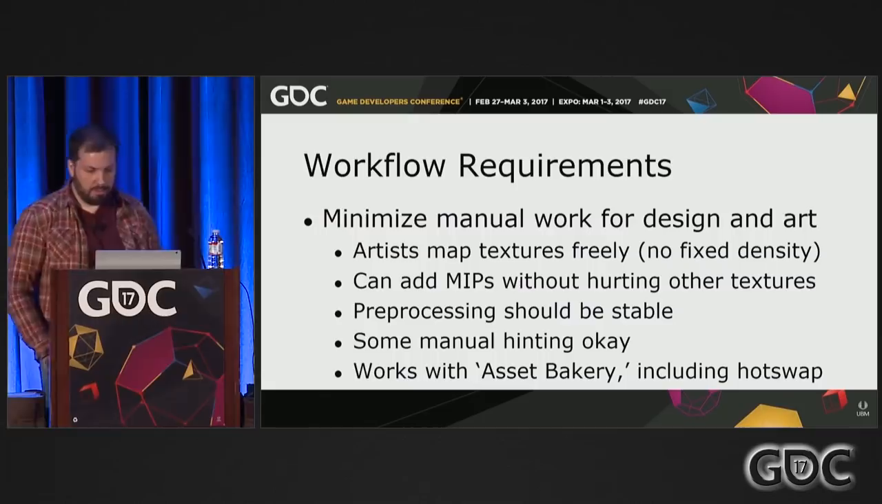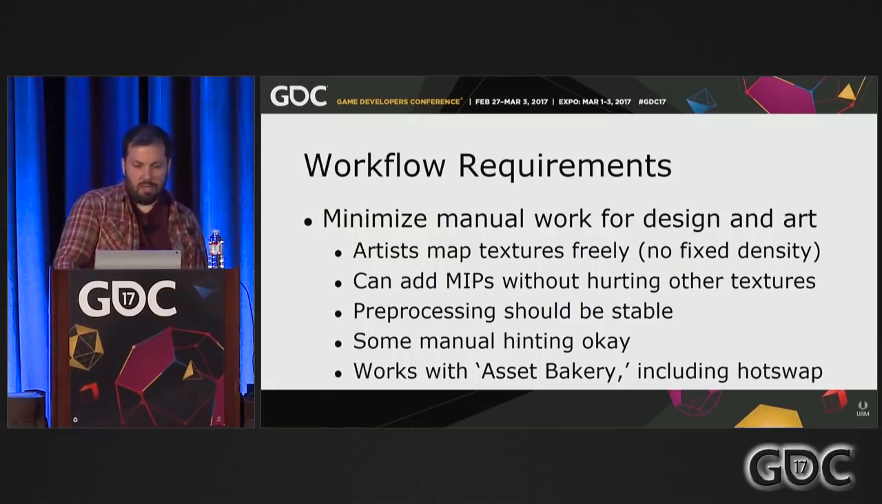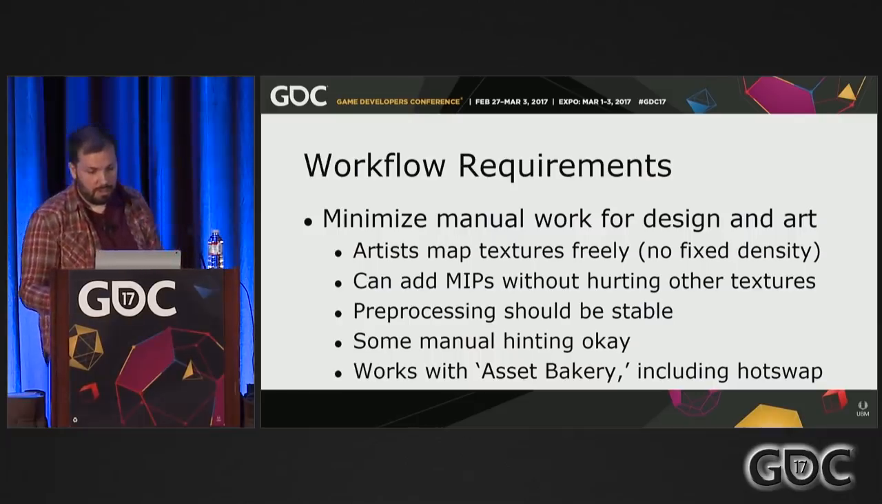If we did preprocessing, we wanted it to be stable. We didn't want the case where if you recompile a map, it would break everything and make everything blurry and look bad for a while. So they should be able to do preprocessing like weekly or with some latency on a separate machine. And we were okay with some manual hinting, if necessary, though that turned out it wasn't really necessary. And it all needed to work with our asset pipeline, which includes the ability to do hot swap.